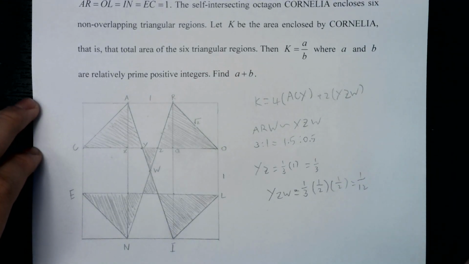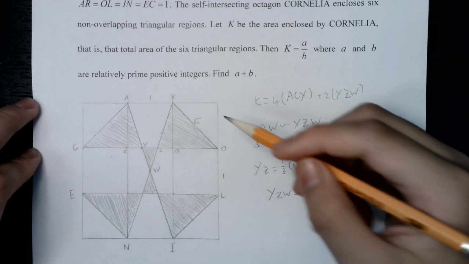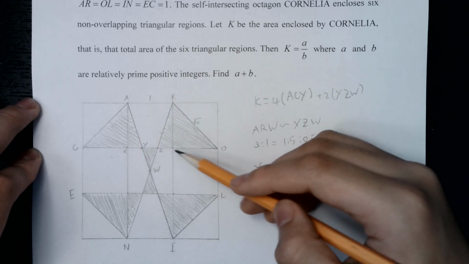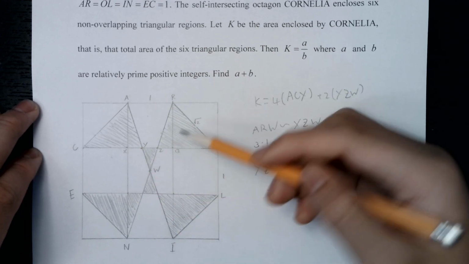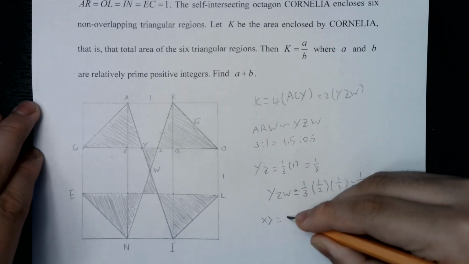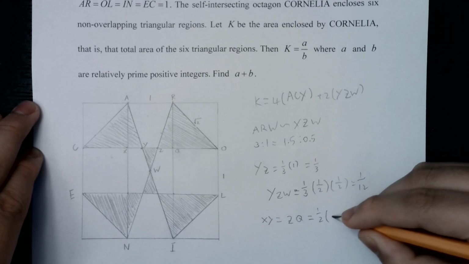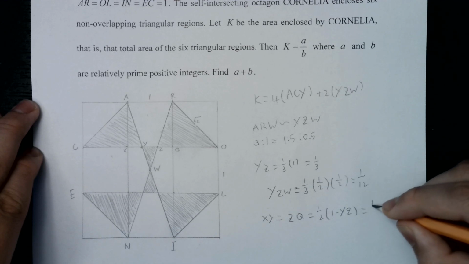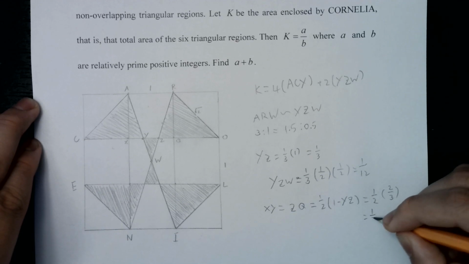Now let's solve for ACY. This is going to be a lot easier, as you now know what YZ is. Now let's look at X to Q. We know that XQ is going to equal AR, which is 1. And since XY and ZQ are going to be the same, since all of these 4 bigger triangles are congruent, XY is going to equal ZQ, and this should equal 1/2 of 1 minus YZ. Since YZ is equal to 1 over 3, this is going to equal 1/2 of 2 over 3, which is 1 over 3. Pretty simple, right?